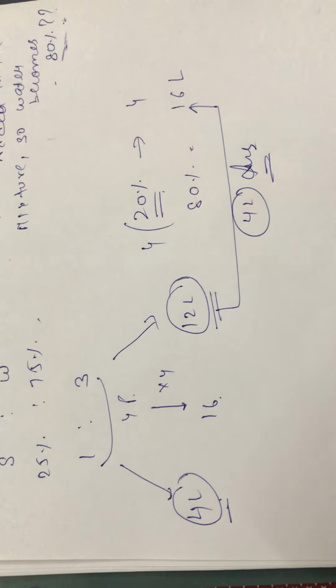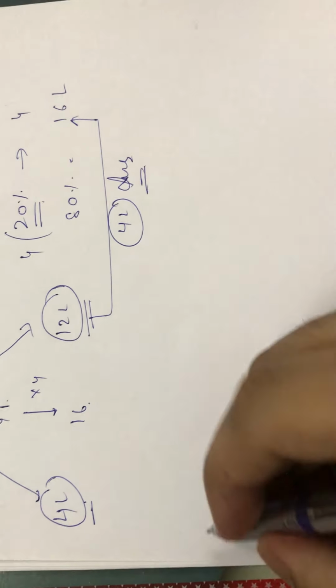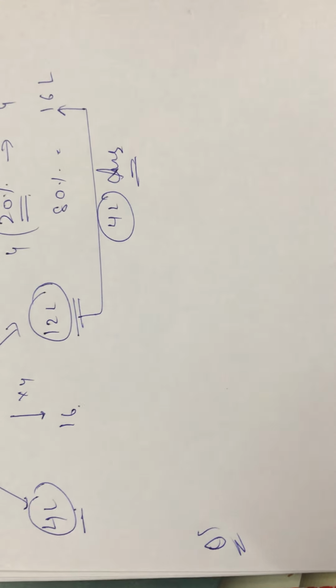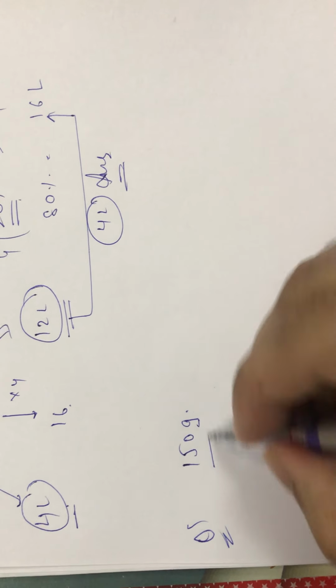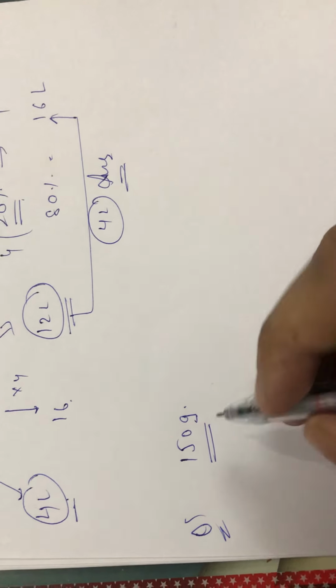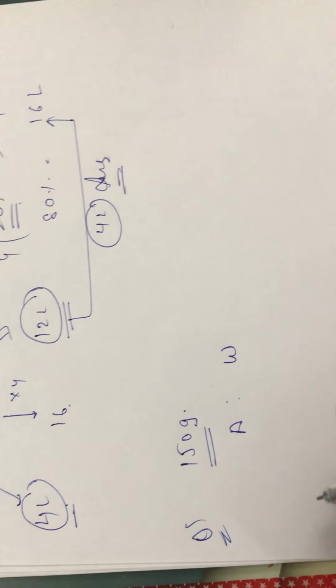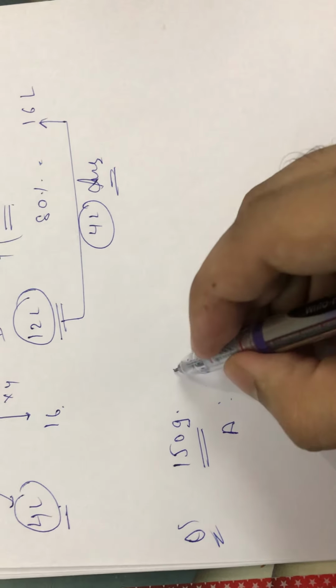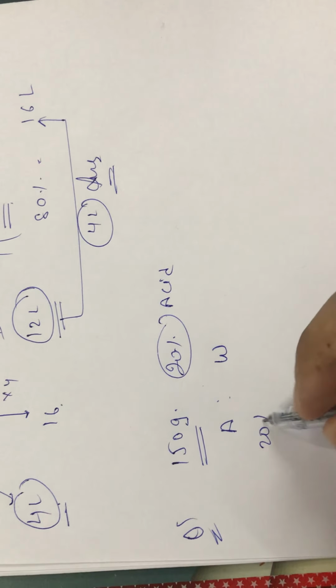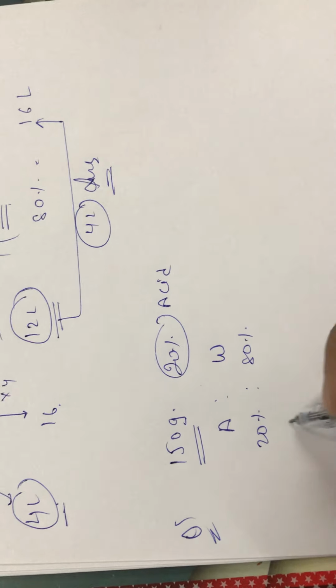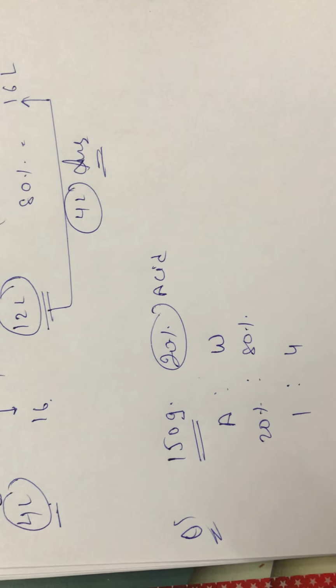I'll take one more example with you. Suppose there is one more problem, that there is 150 gram of mixture. 150 gram of mixture contains acid and water. It contains 20% acid. If it is 20% acid, then the water level will be 80%. So this will be 1:4. I hope you all agree with this.